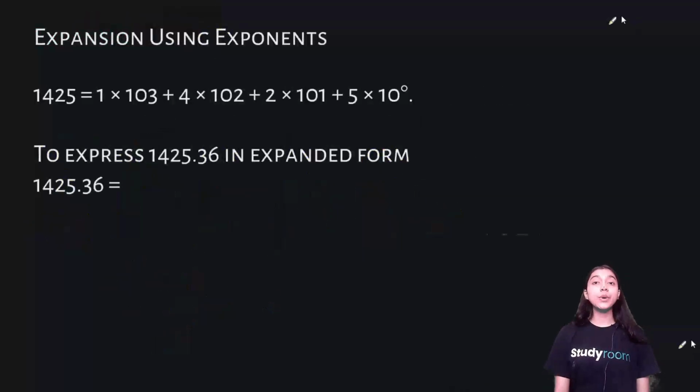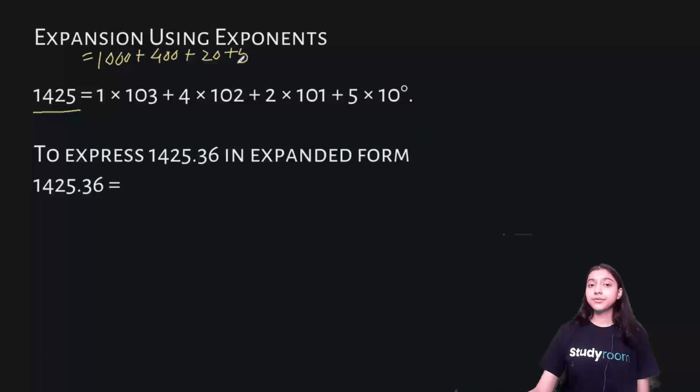Now I will be teaching you expanding numbers using exponents. So the first example given to us over here is 1425. So 1425 can be written as 1000 plus 400 plus 20 plus 5. Again, this can further be expanded and written as 1000 plus 4 multiplied by 100 plus 2 multiplied with 10 plus 5 multiplied with 1.